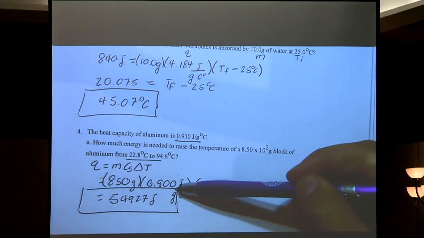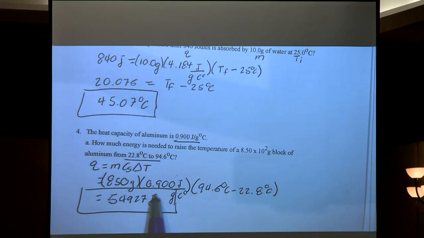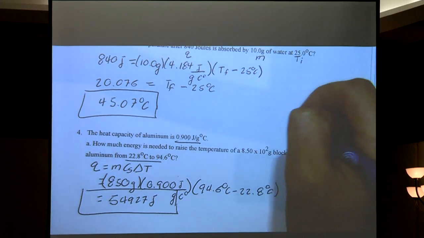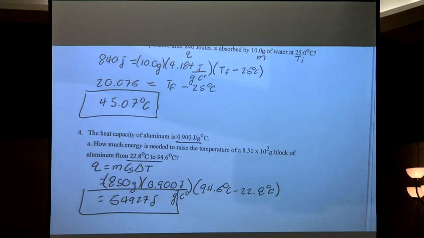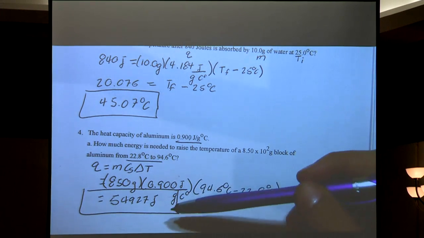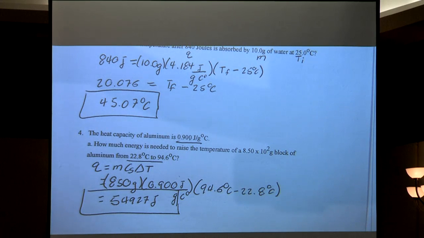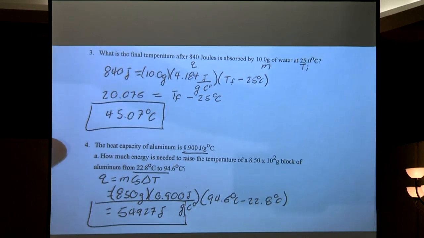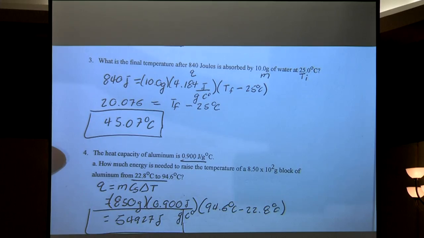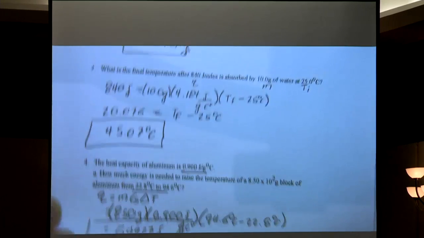So if I'm looking for this and I find my Cs is 0.900 and I look in the table and it says copper is 0.385 and water is 4.18 and it says aluminum is 0.9, I could say, okay, I have a block of aluminum here, okay? Any questions on this page? I think it's pretty straightforward. All right, let's keep going.